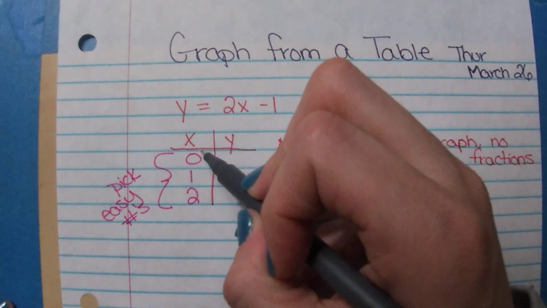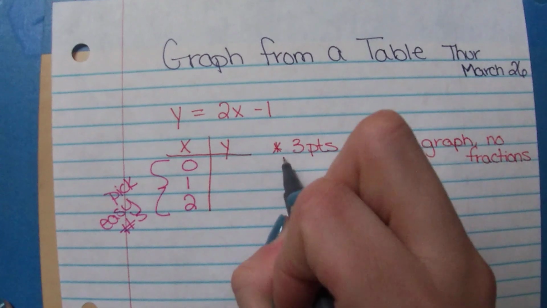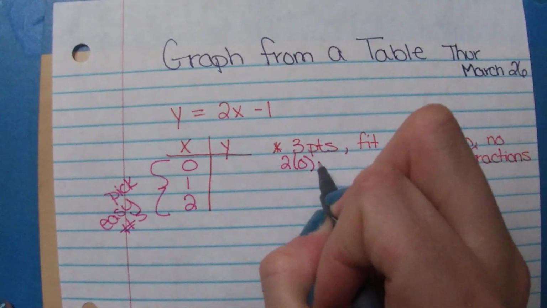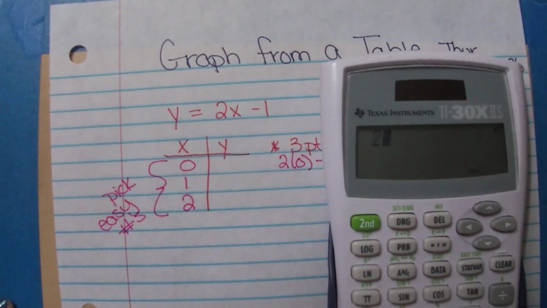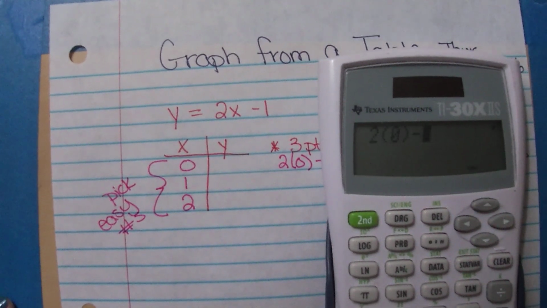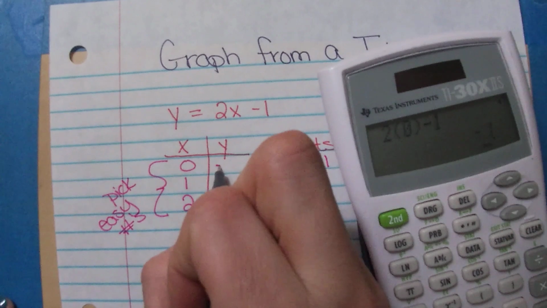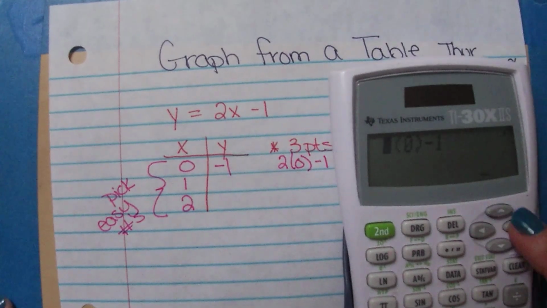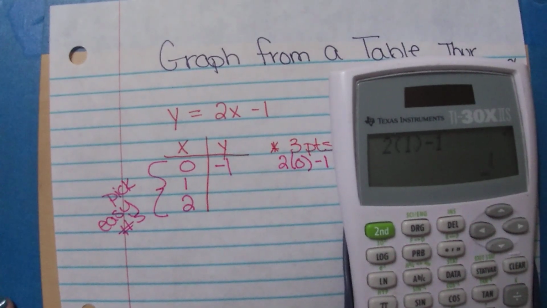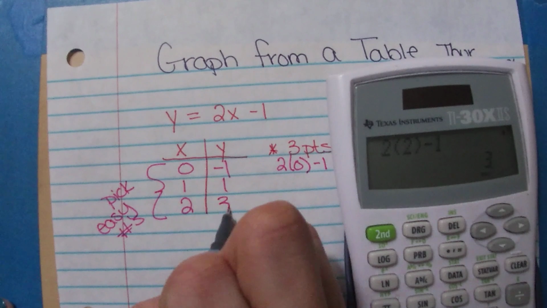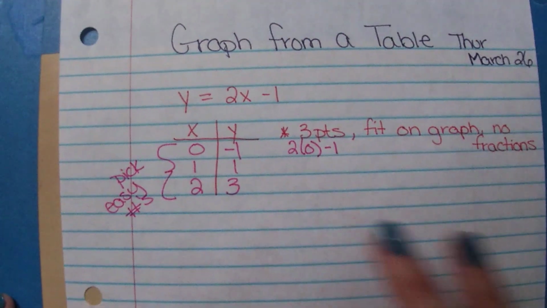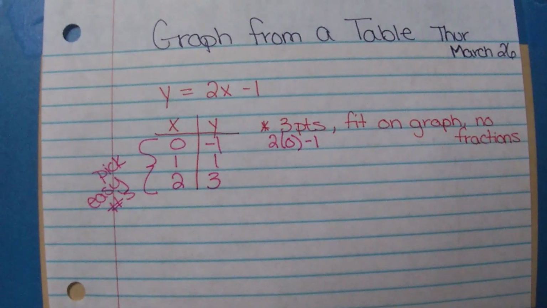So I'm going to plug each of these values in for x. So I'm going to say 2 times 0 minus 1. And you can do this all in a calculator. I mean, this should be really easy, but the key is for the next one, you could just move your cursor up and change that to a 1. And then you can move your cursor up and change that to a 2. Okay, and now we have this little table here.